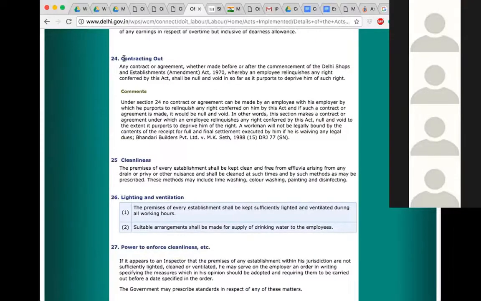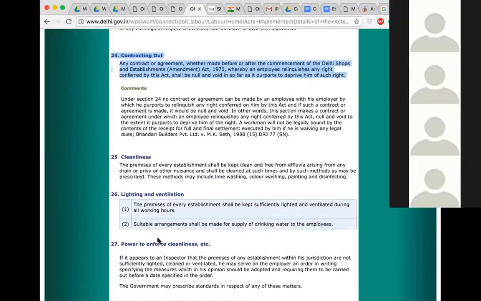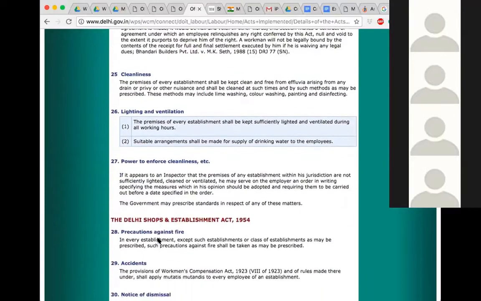Yeah, and look at this. This is a very important provision. Section 24. You cannot have a contract to give away your rights under the Shops and Establishments Act. So employers cannot contract with their employees and say that I am waiving my right under the Shops and Establishments Act. No employee can do that.